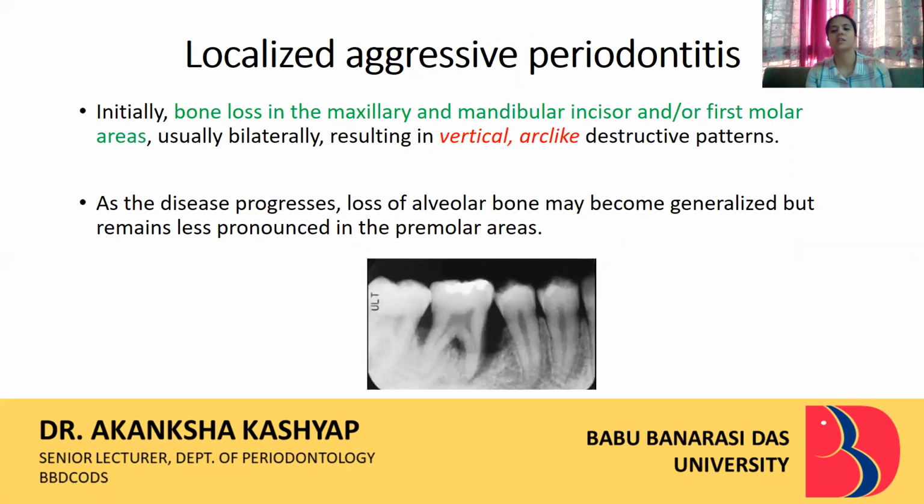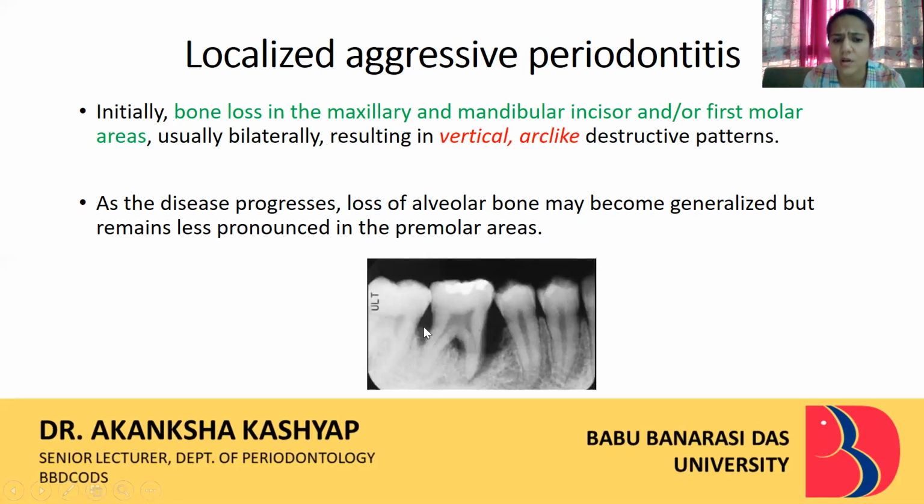Now coming on to the radiographic changes in localized aggressive periodontitis. Localized aggressive periodontitis basically involves bone loss in the maxillary and mandibular incisor areas and the first molar areas. The radiographic appearance is typically vertical bone loss. It is typically arc-shaped when talking about localized aggressive periodontitis. So there is typical arc-shaped bone loss. This arc-shaped bone loss extends from the distal surface of the second molar, follows an arc-like pattern, and extends up to the mesial surface of the second molar.